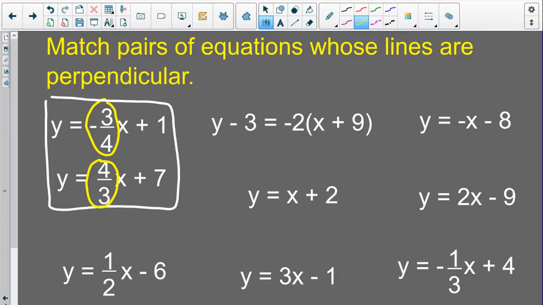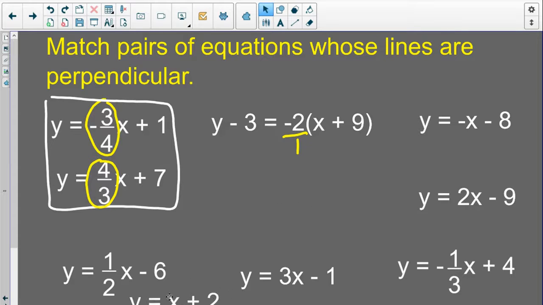Let's go with that long one in point slope form. Okay, here I can see that my slope is -2, which, keep in mind, anytime a slope is just a regular number, like an integer, we can turn it into a fraction by putting a 1 underneath it. So what would the opposite reciprocal of this be? Well, I'd have to change it to a positive, and I'd also have to flip the numbers around so that it's 1/2. So I'm looking for an equation that has a slope of 1/2, and I see I have that down here on the bottom.